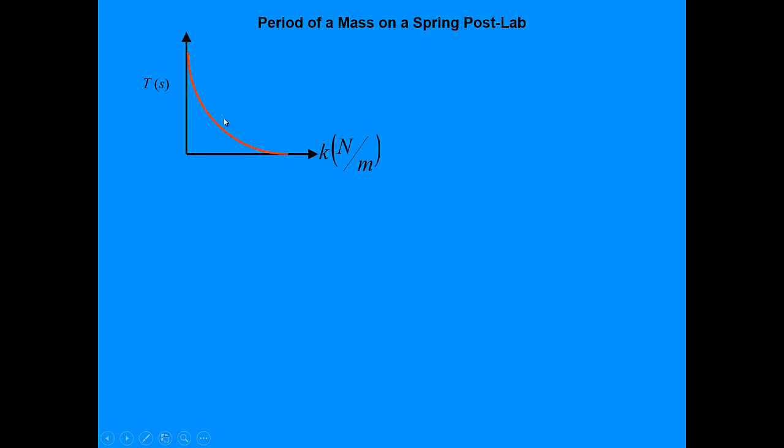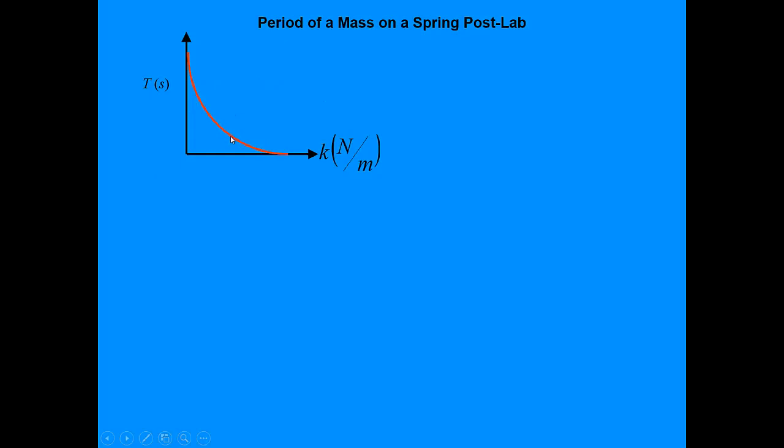Now, it may not have been as noticeable of a hyperbola as this. It probably was a little bit straighter, right? But that's because we didn't have a huge range of spring constants to use, just the ones that we had available in the lab, right? So we kind of had a smaller piece of this curve, which does somewhat look like a straight line, right?